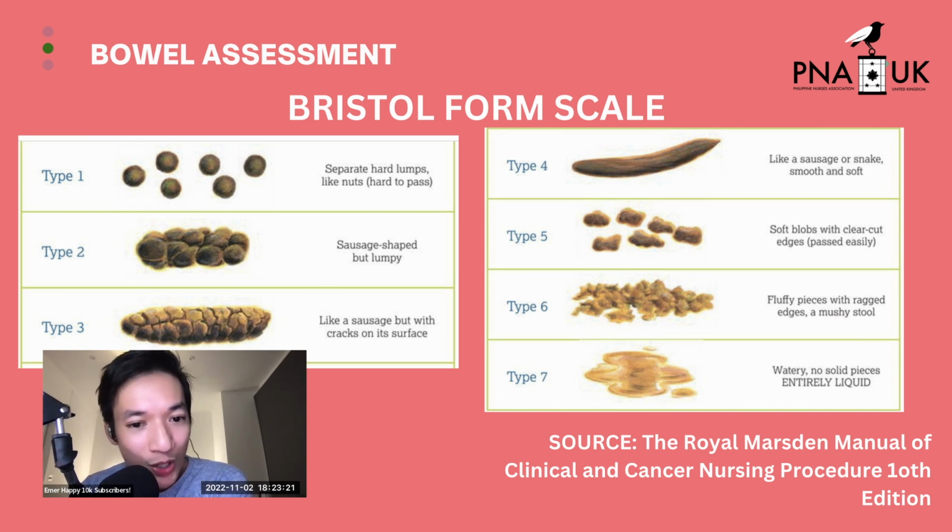Type 3 is like a sausage but with cracks on its surface. And then the next one, type 4, which is in the normal range. It's like a sausage or snake, smooth and soft. What a nice description, okay? Sausage or snake, smooth and soft. And of course, number 5 is soft blobs with clear-cut edges, and it's passed easily. So we're now heading to the diarrhea section of the scale. Type 6 is fluffy pieces with raised edges, a mushy stool. And of course, number 7 is watery, no solid pieces, entirely liquid.